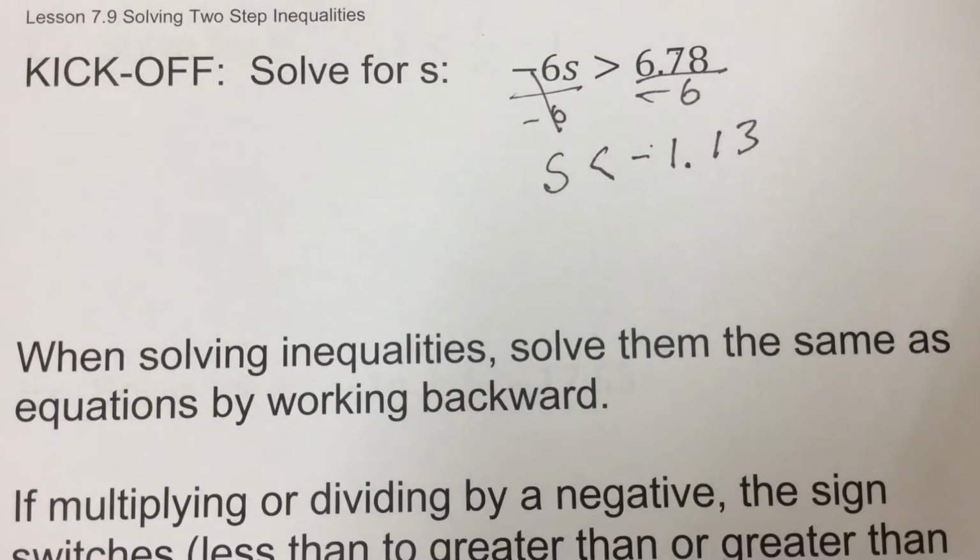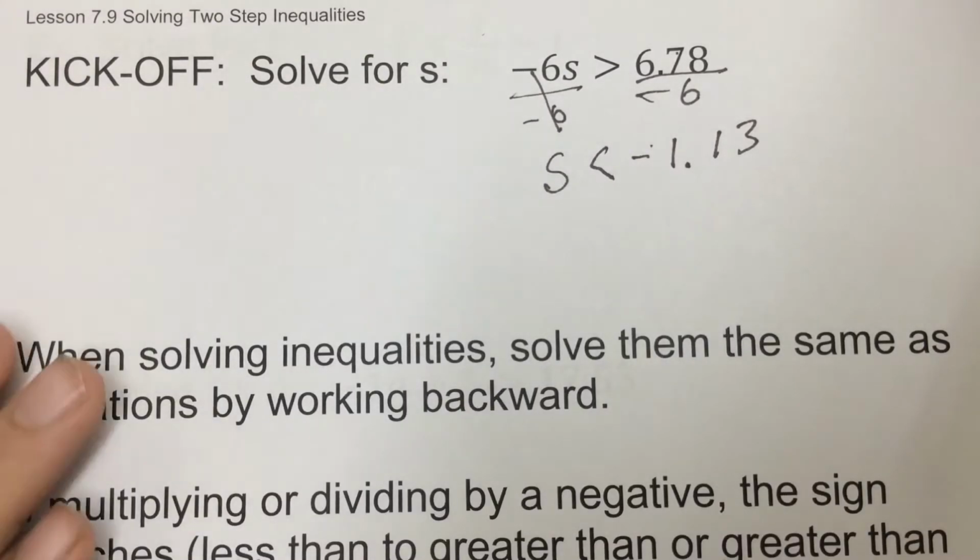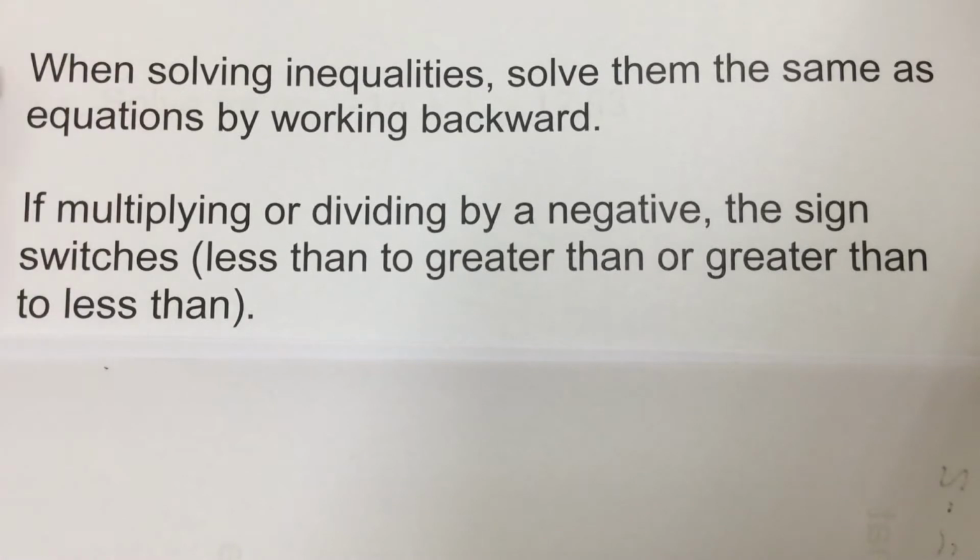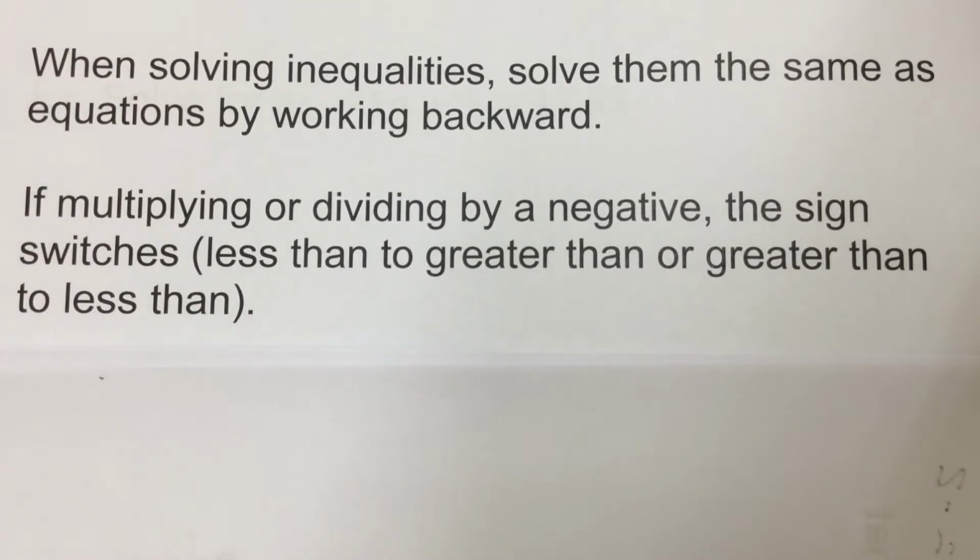So continuing what we had, again, we're working just like equations. We're solving them, working backwards. So order of operations backwards, doing the opposite sign to cancel them out. Again, remember, if you multiply or divide by a negative, the sign switches. So it flips around from either less than to greater or greater to less than.